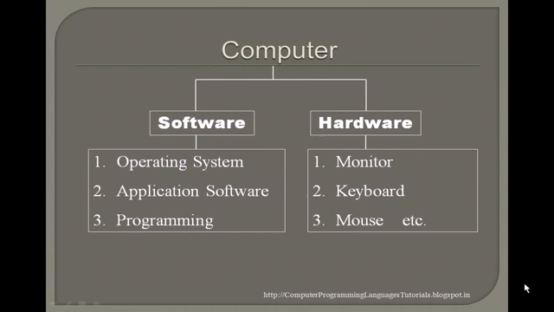The next part is programming. It is a basic part. Why is it called a basic part? Because if there is no programming, then it is not possible to develop an operating system or to create application software.